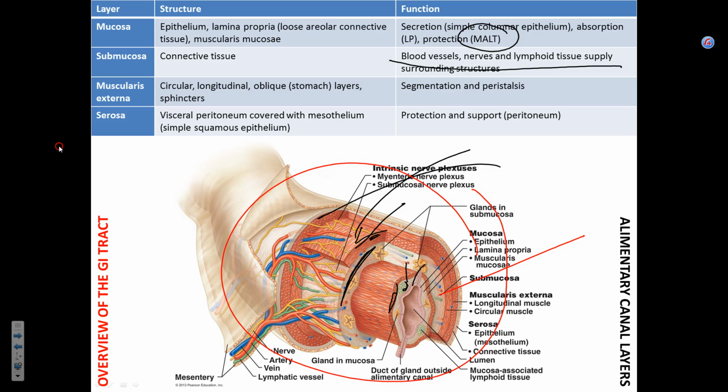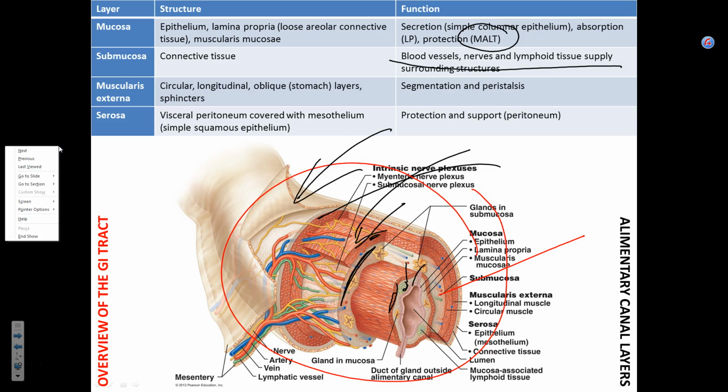And finally, the very boring serous layer right here. It's a serous membrane, serosa, which produces fluid and attaches your alimentary canal to other structures. That makes sense? Any questions regarding the general idea of those four layers? You have to know their function. So this table pretty much summarizes the function.